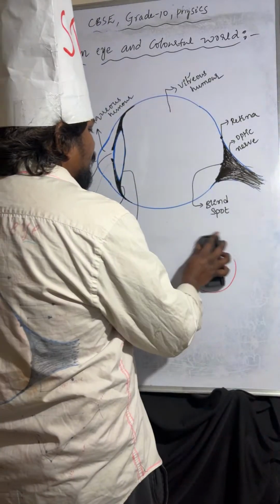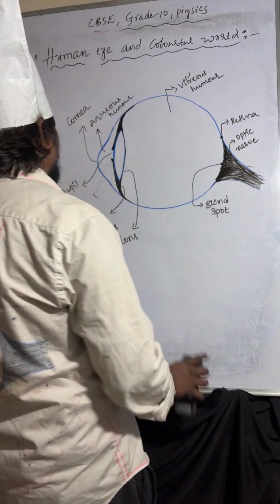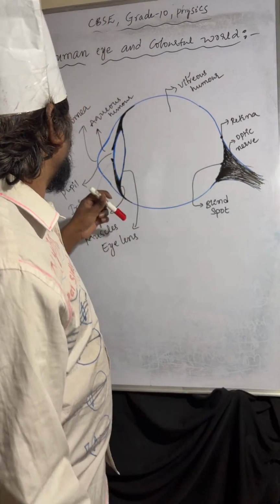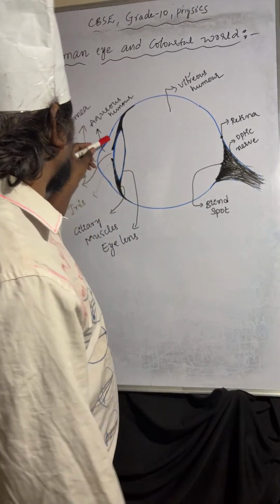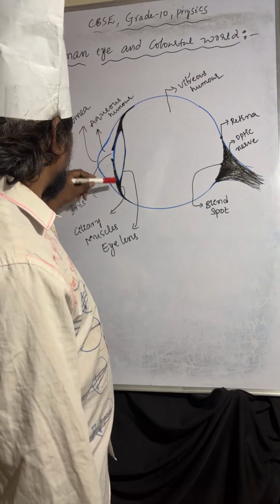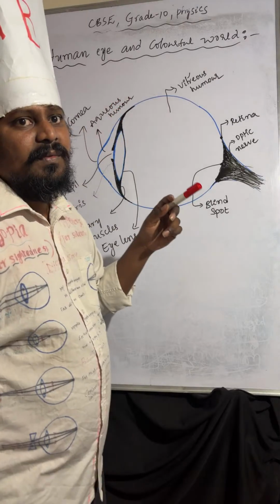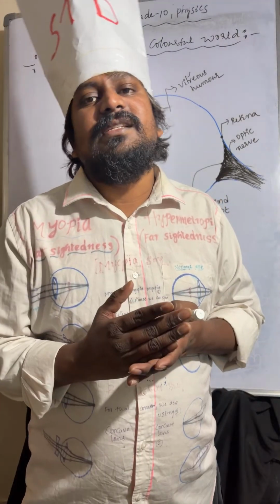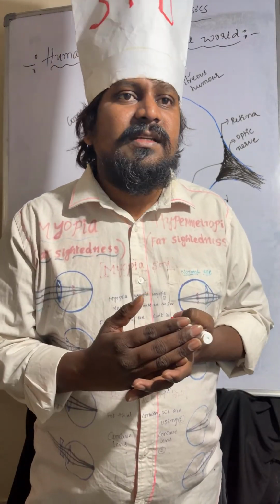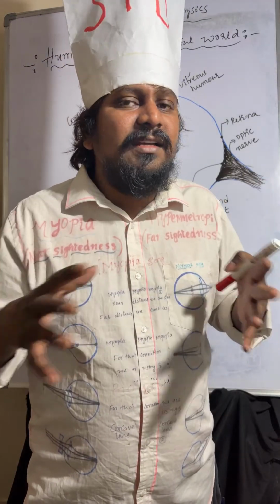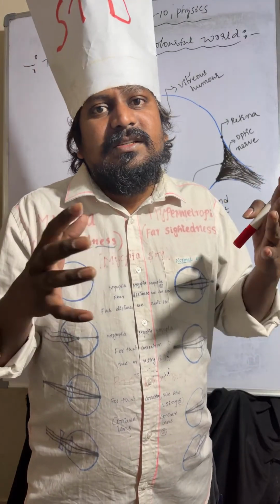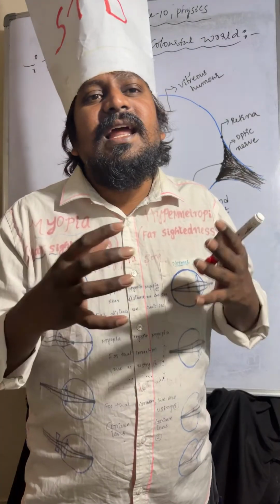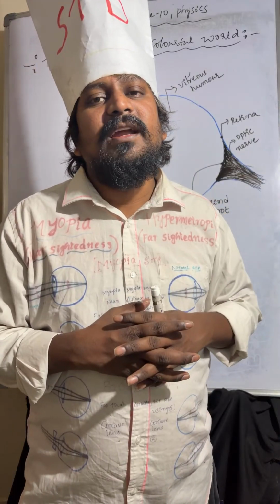Coming to the next one, ciliary muscles over the eye lens. So we'll talk about the eye lens. Here also, ciliary muscles only. The eye lens is a convex lens. Whenever light rays fall on it, it converges the light rays and makes them fall at the retina.